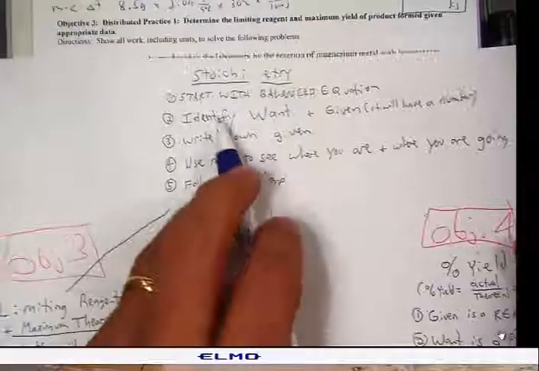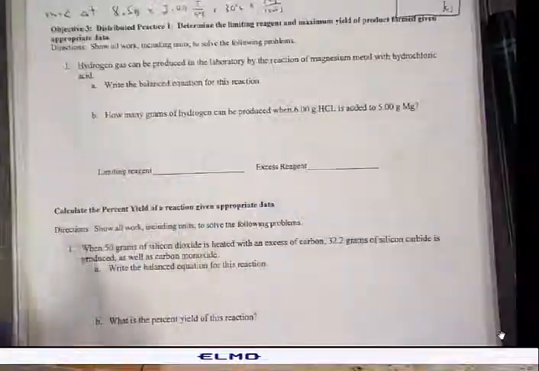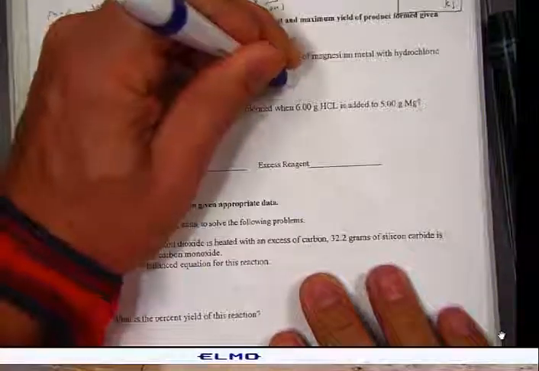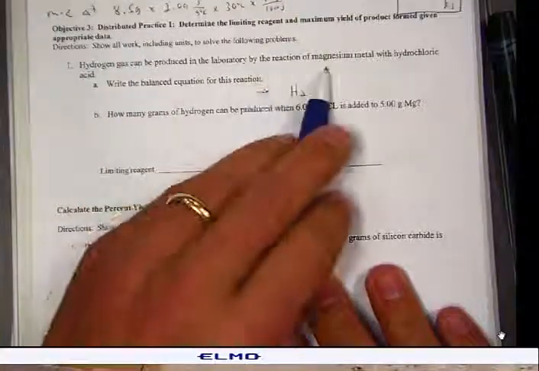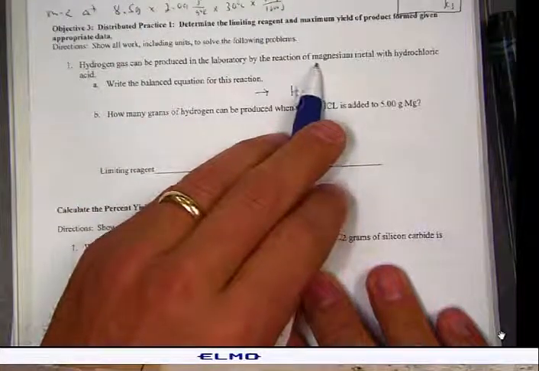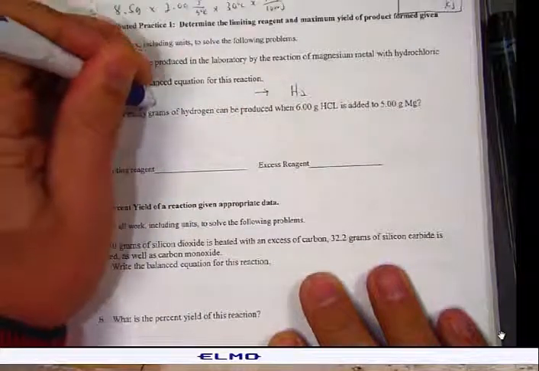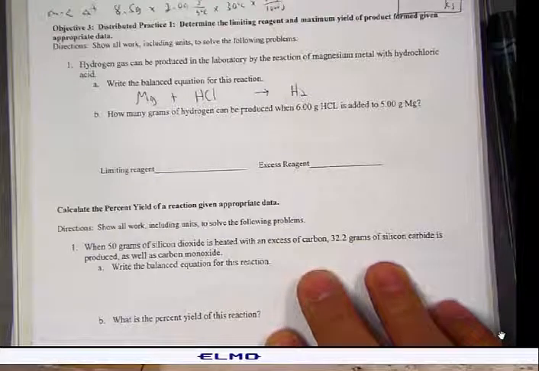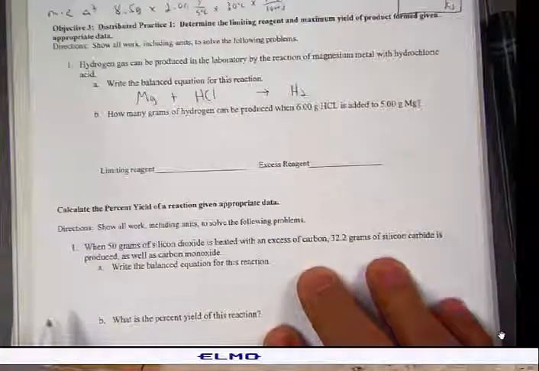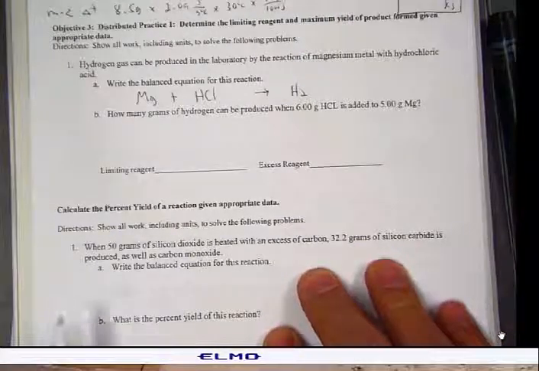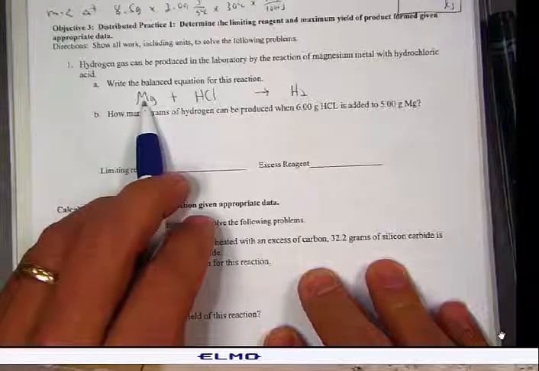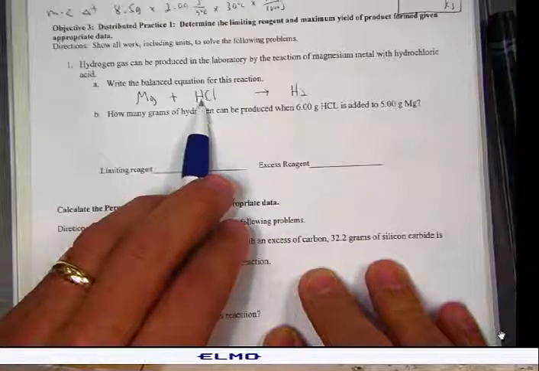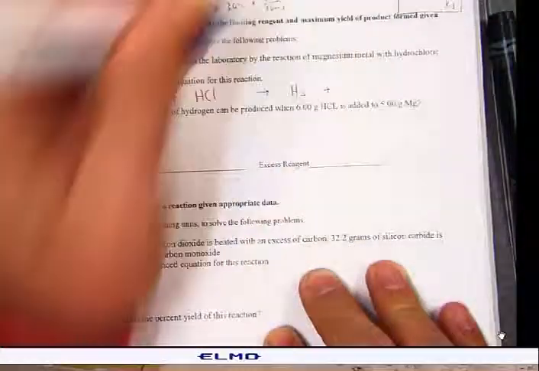We need to start with the balanced equation, so that's what I'm going to attack first. Hydrogen gas can be produced, so that's a product, by reacting magnesium with hydrochloric acid. Magnesium plus hydrochloric acid. This looks like a single replacement reaction where one element is going to replace another element and kick it out. So I'm going to have magnesium chloride as a product.